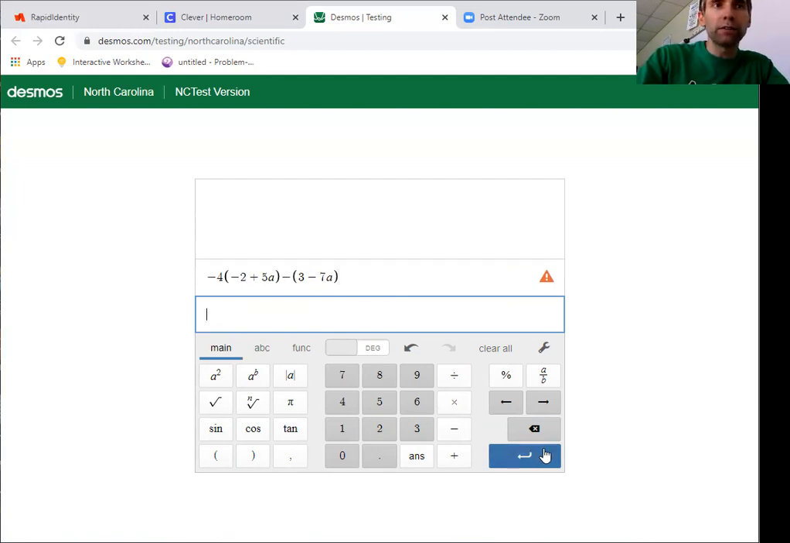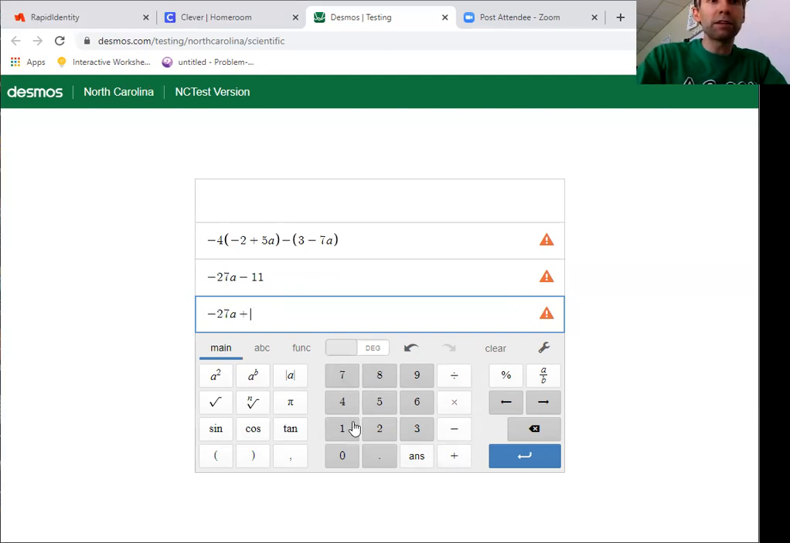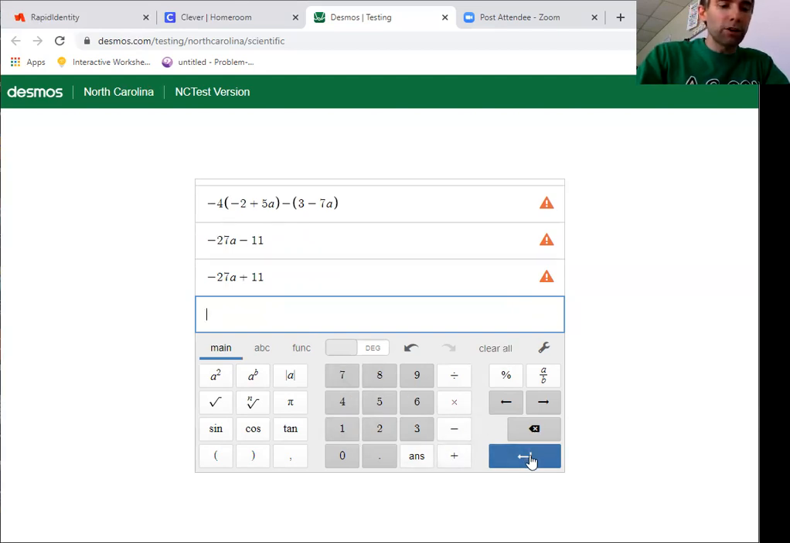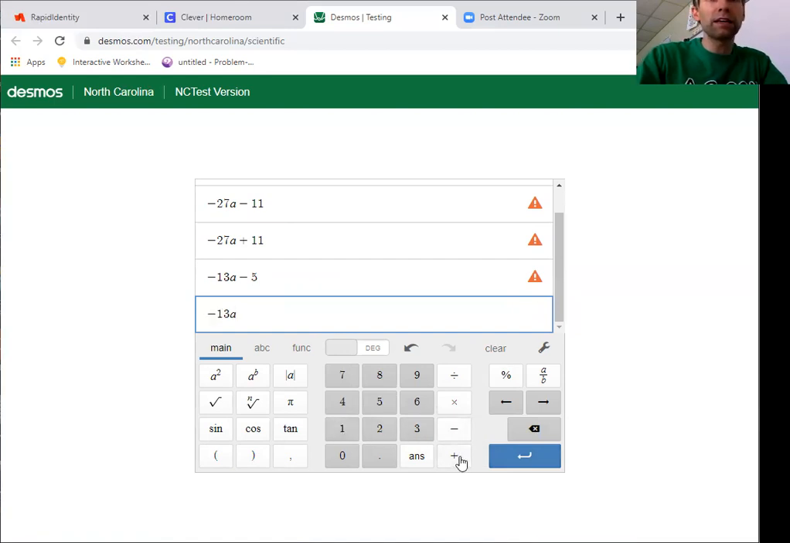So hit enter to go to our next line. So my first multiple choice answer here is -27a minus 11. Next line, -27a plus 11. Third line, -13a minus 5. And last line, -13a plus 5. And once again, I'm going to substitute and choose a equals 2.